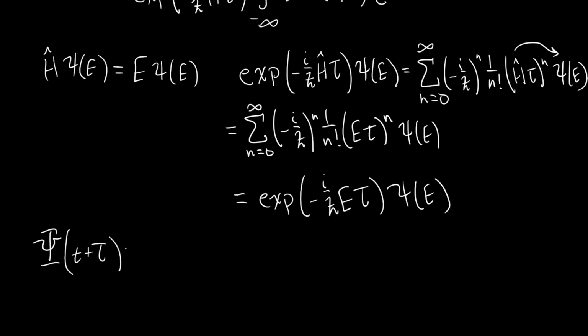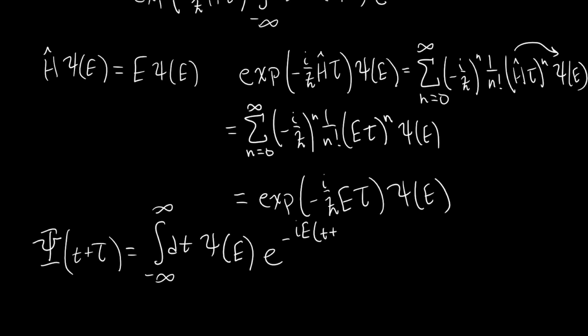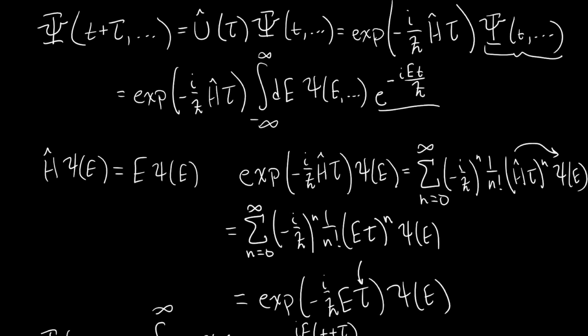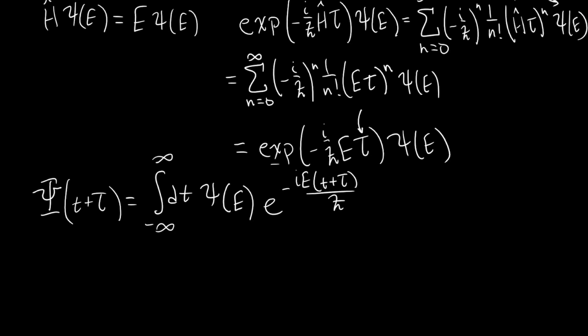Again, I'm neglecting all the other arguments that could go into this for now, but whatever. Dt, psi of E, to the minus i E times t plus tau over h bar. Right, because this exponential is just going to give me this exponential times e to the minus i over h bar, E times tau. And so then this just ends up adding tau.